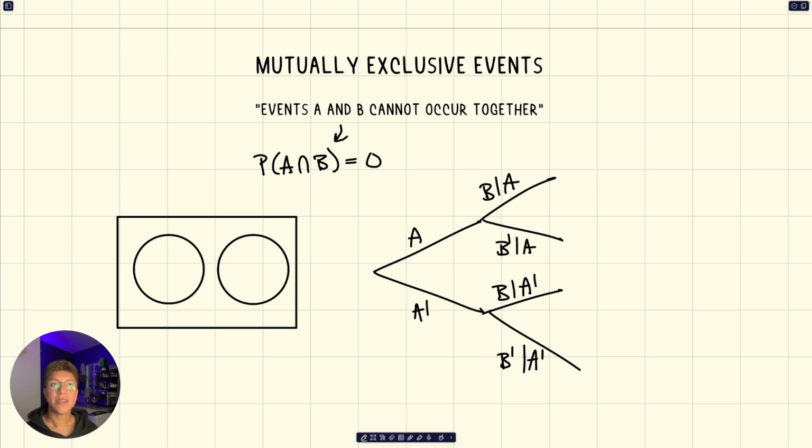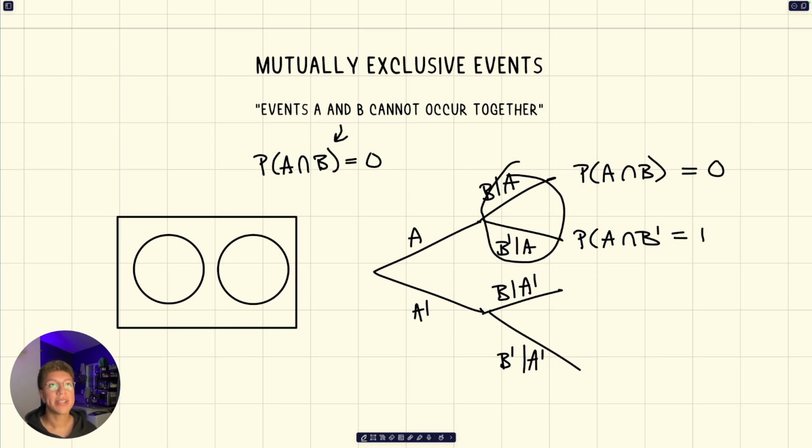Intersection was one of the first things we did. We said our intersection was this top branch, so this one here. If the events are mutually exclusive, this branch here has to be 0, which means that this branch has to be 1, again, because these two branches must sum to 1. You can probably think it through. There are other conditions, but actually, that's the only case we have to consider.